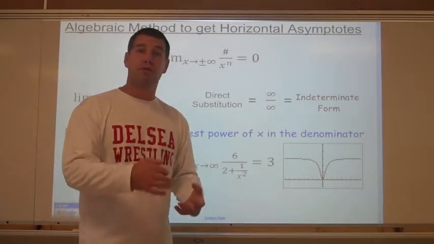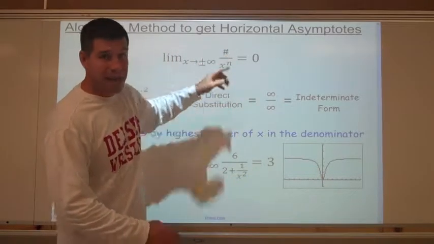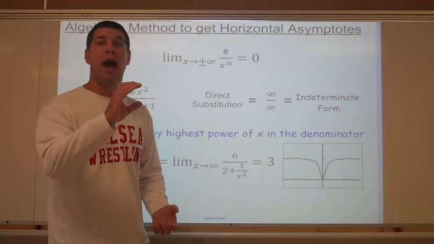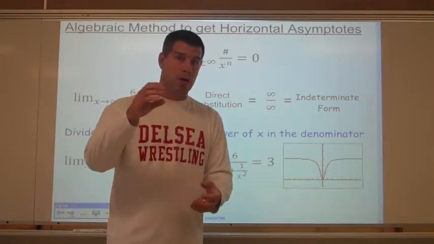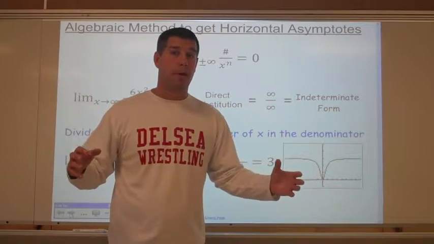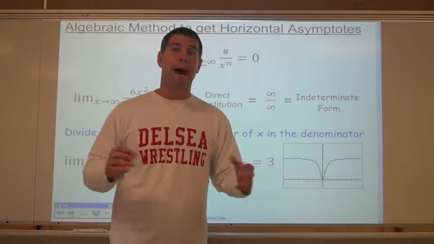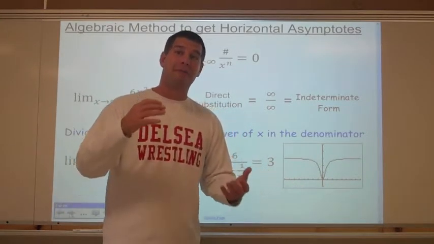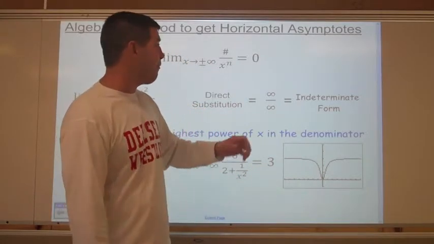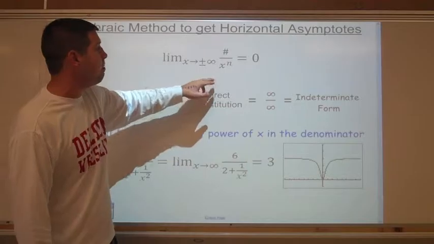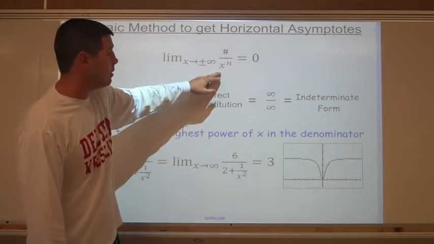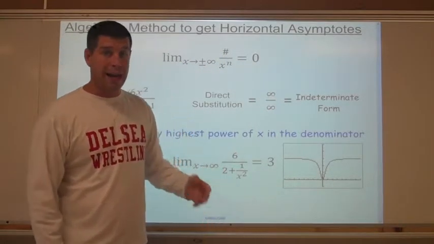as x gets really, really big, that numerator, that top, stays the same. It stays constant. The denominator gets really, really big. So a number over a really, really big number, and as that bottom number keeps getting bigger and bigger, that fraction pretty much becomes 0. That fraction goes to 0. So the limit, as x approaches either positive or negative infinity, of a number over a power of x equals 0. That limit goes to 0.